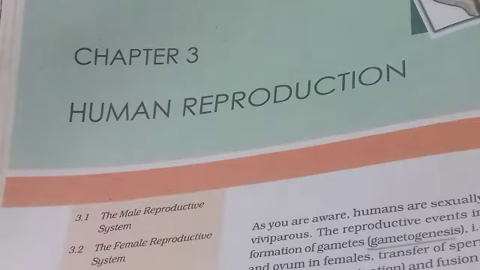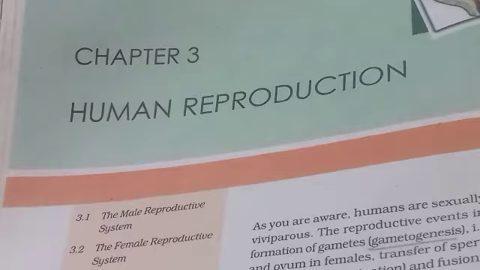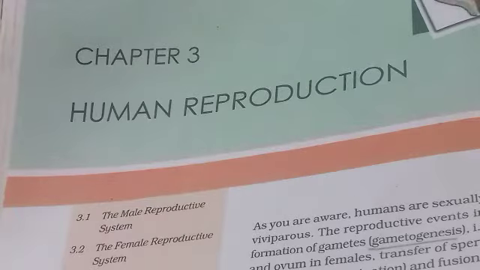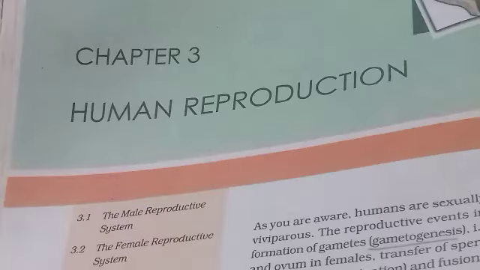So today we will be starting a new lesson, chapter 3, human reproduction. Human beings are unisexual and we possess sexual dimorphism. Unisexual means each one possesses only one, either male or female sex organs. And sexual dimorphism means males and females are distinguished, if it is visible or externally, we are distinguished.